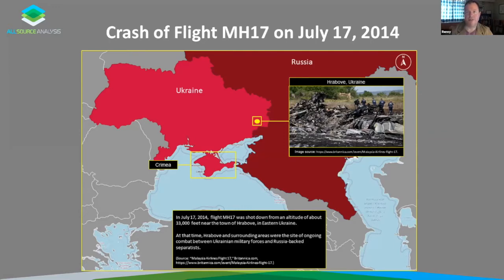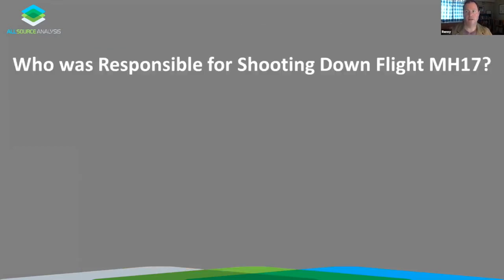It was established fairly early on that the flight was shot down from a high altitude because of the debris field, which stretched for many miles, which would not have been the case had it dropped from the air and crashed into the ground. So immediately after this happened, the question was, who was responsible for shooting down flight MH17?